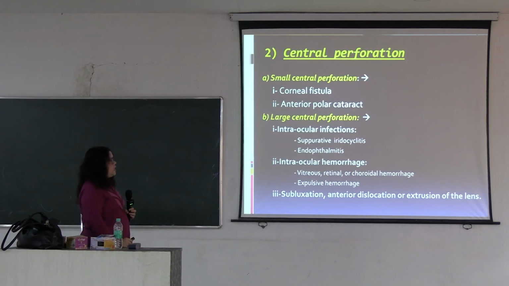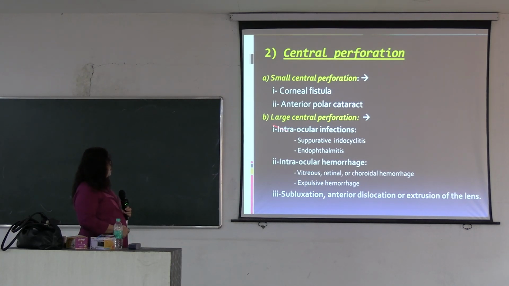So central perforation may also be small or large. If a small perforation is present in the central part at the pupillary area, there is no iris tissue to cover the perforation, so a fistula is formed. This is called a corneal fistula. If the anterior surface of the lens comes in contact with the exudates and corneal ulcer, cataractous changes occur. That is called anterior polar cataract.